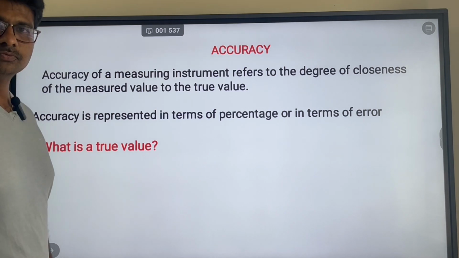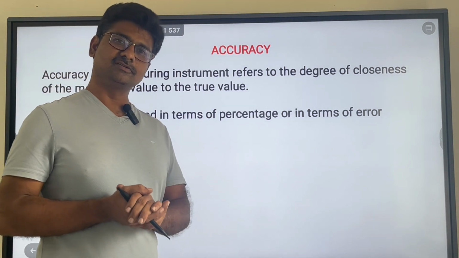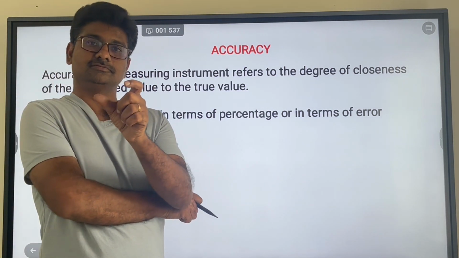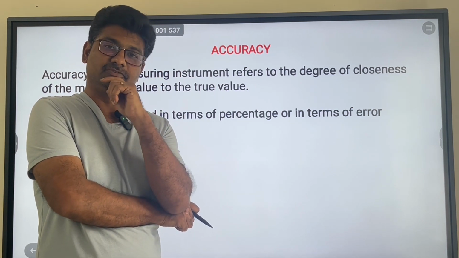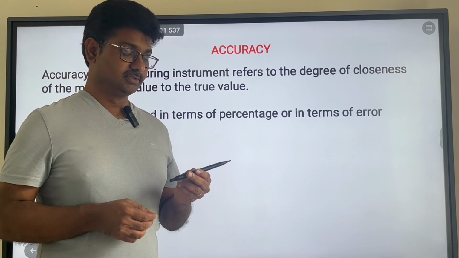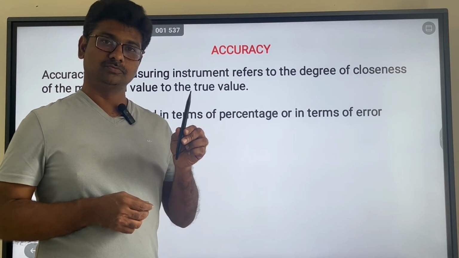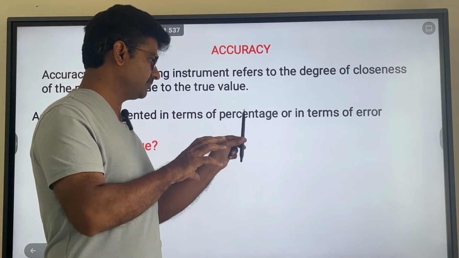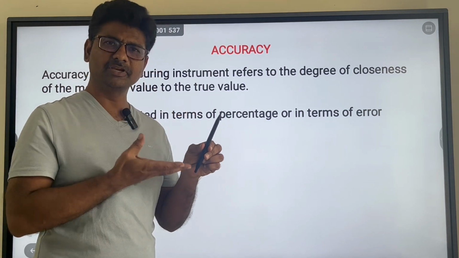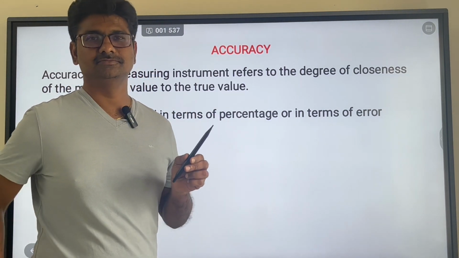What is the true value? True value means the exact value of that particular physical quantity, or the magnitude of that physical quantity. For example, I have this pen now. So the length of the pen. So I have to measure anyhow to know the length of the pen.